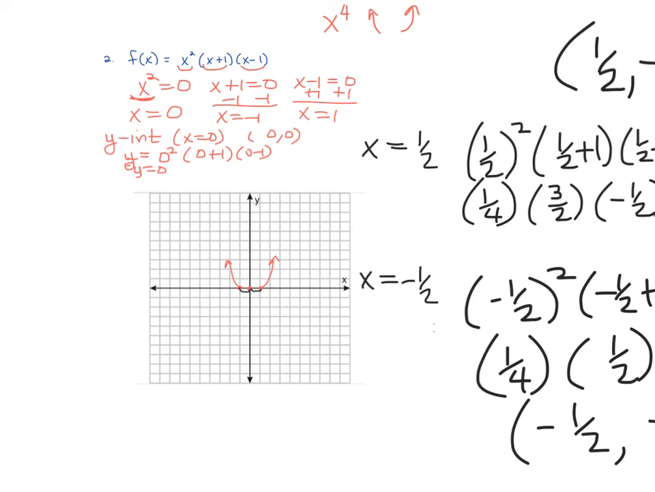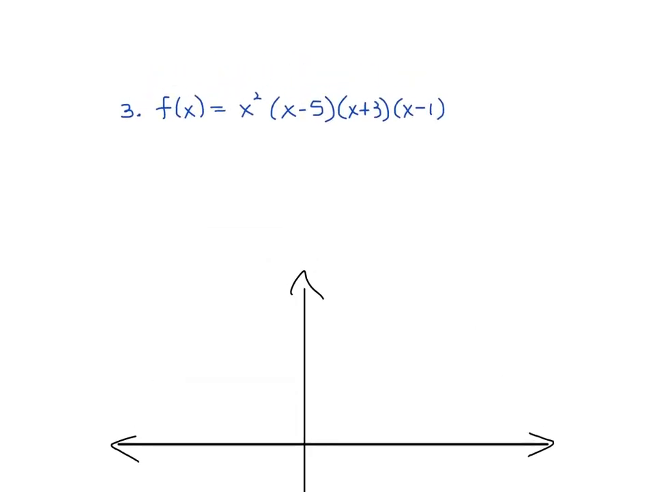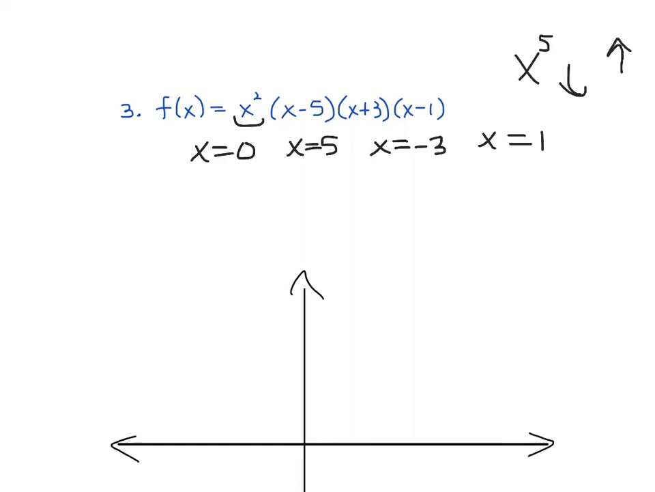Let's try number 3. Additionally, this one is also already factored for us. So I would solve each one of the factors. This gives me x equals 0. This gives me x equals 5, x equals -3, and x equals 1. Notice I should have 5 zeros here, so I'm going to base my end behavior on x to the 5th. So it would end up like that.